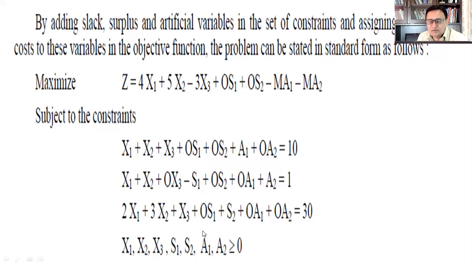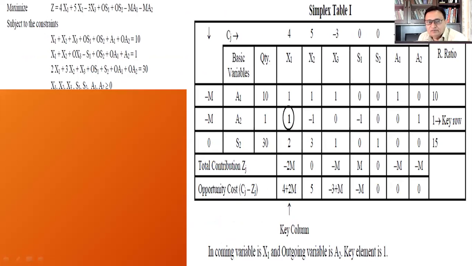So again, this problem is revised. Same in the objective function: x1, x2, x3 were there, but a1, s1, s2 were not there. So S1 gets a 0 coefficient, S2 also a 0 coefficient, but because this problem is of maximization, the artificial variables A1 and A2 will be given a minus M coefficient. So minus MA1 minus MA2 will be there. And again we will form the simplex table. The first simplex table will be formed, and again you have to revise it.